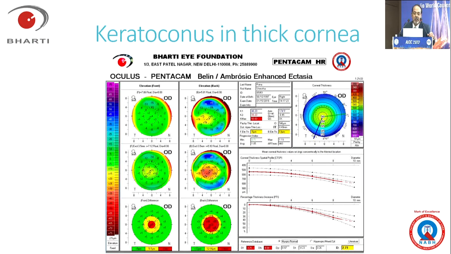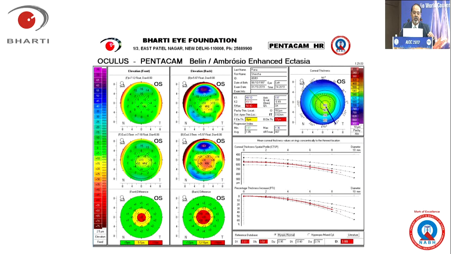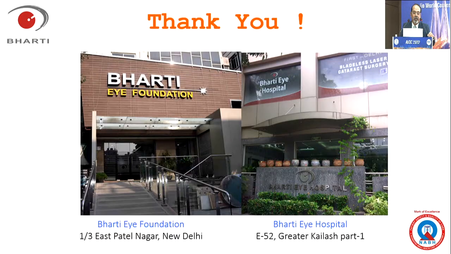And keratoconus is there in thick corneas also. There is a possibility. Here you can see the corneal thickness is sufficiently high, but still there is a possibility of keratoconus in this eye. So only a pachymetry reading is not sufficient. The rest of the factors are also important, and in these cases we should not touch the cornea at all. Thank you very much.